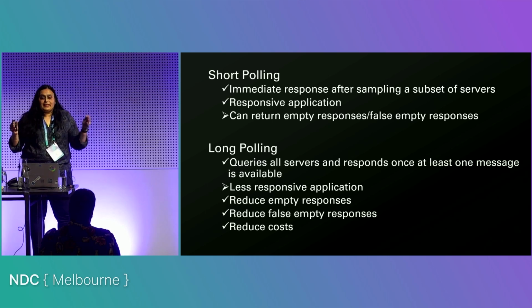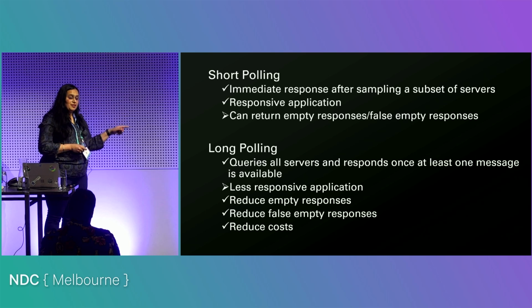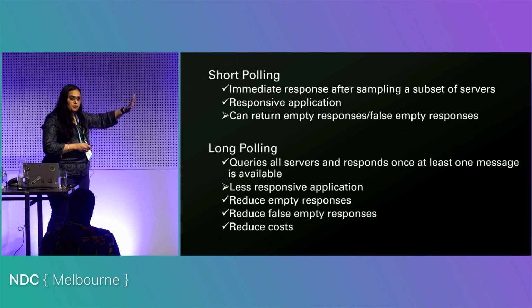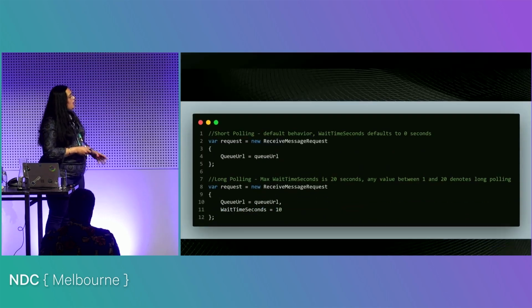It can go up to 20 seconds without responding to you. It waits till it has at least one message to respond to you back with, which means that you have fewer empty responses, fewer false empty responses, and it can reduce costs. And all of this can be set at the queue level in the console at the time of creation. You can do that with management APIs as well.